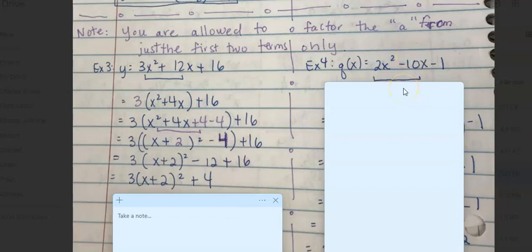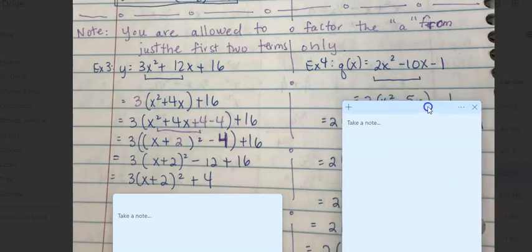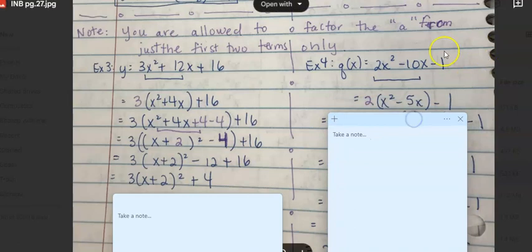Step 1 is to take out the GCF. I do not have to take it out from the 1. I can, but I don't have to. So that I don't have a negative 1/2 sitting inside parentheses, I'm going to leave the minus 1 on the outside of that parentheses. So when I do that, I get x squared minus 5x inside parentheses and a 2 sitting on the outside. I can now complete the square using my 1x squared term and my minus 5x.